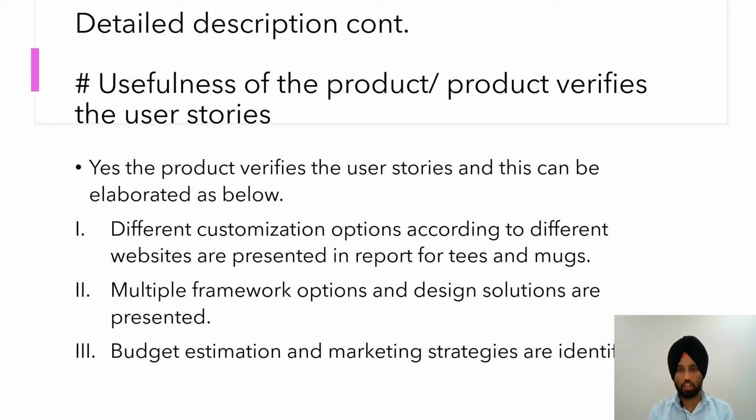How? In our first sprint, we researched the different customizable solutions that are available on the internet for customizable teas and mugs. And we made all those recommendations based upon that research and based on the literature review which other team members had done. In our second sprint, we considered different kinds of frameworks that are available on the internet that can be used to construct the e-commerce solution.